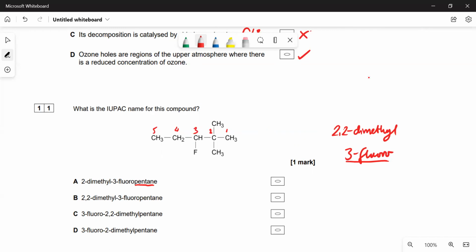So 3-fluoro-2,2-dimethyl is the right answer there. You've got 2 methyl groups there, so it's 2,2-dimethyl. It's not just 2,2,2-methyl.